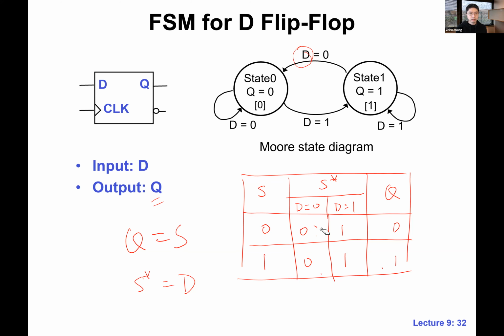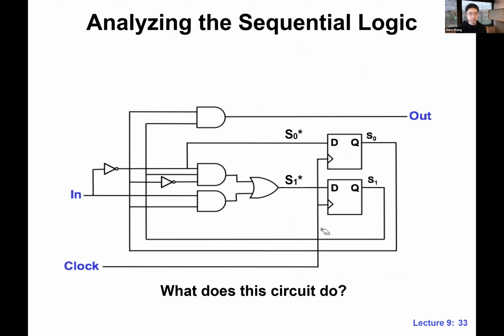Okay, so this is a very simple circuit. Let's look at something. Again, the clock is implicit here. Let's look at something more complex. Maybe this is something that I'll just ask you guys to complete as an exercise. But let's try to make some sense out of this first.